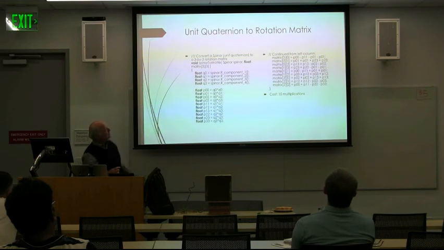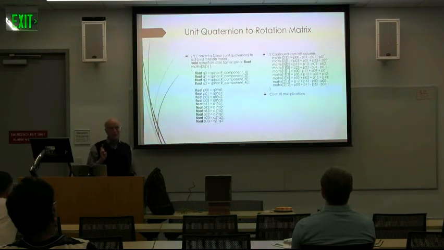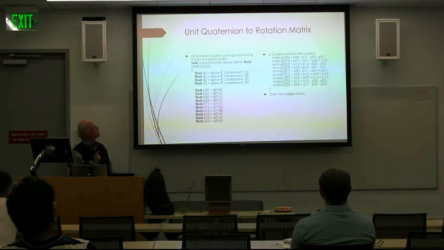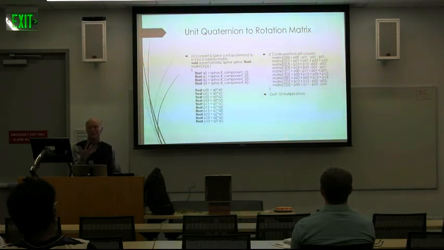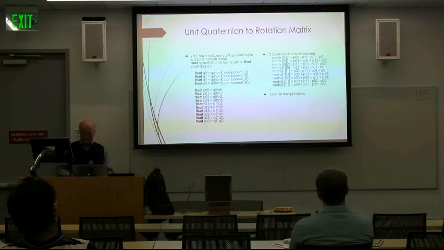There's a bunch of additions, but no trig functions. So 10 multiplications really is not bad to go from a quaternion to the full matrix. That's the most efficient form for transforming vectors. So that's the one you actually use to do the work that you need to do.